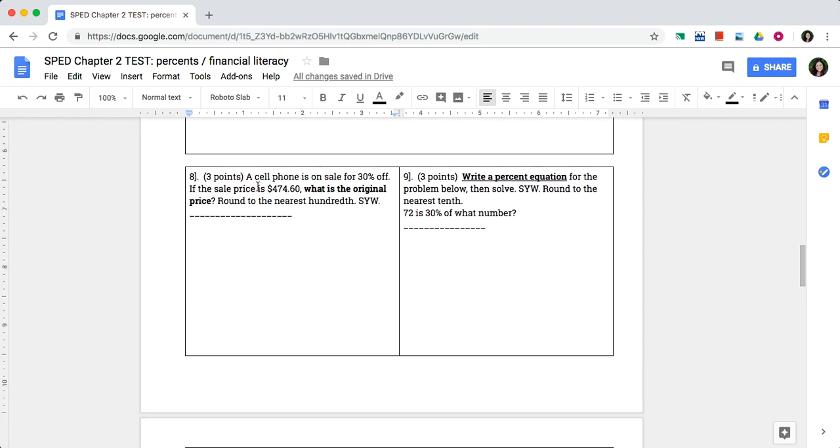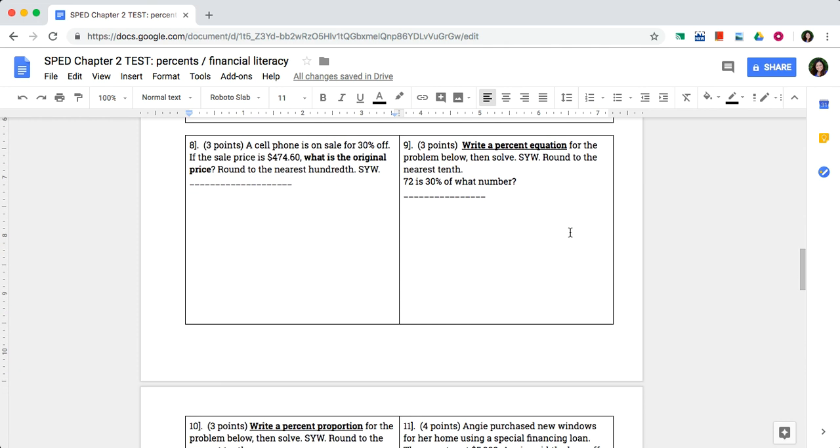Number 8. A cell phone is on sale for 30% off. If the sale price is $474.60, what is the original price? So this is the sale price. So you're going to see how much of it you actually paid. Remember? So what would have been the original price? So use that original price formula to help you with that one.